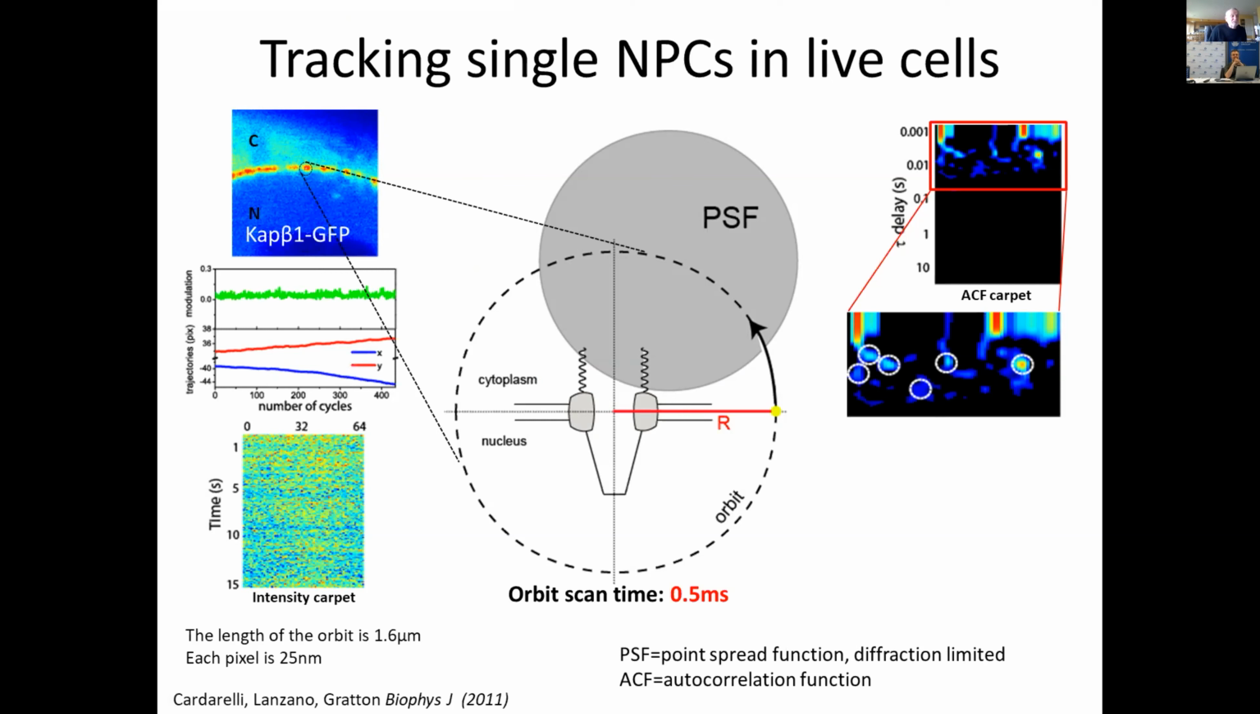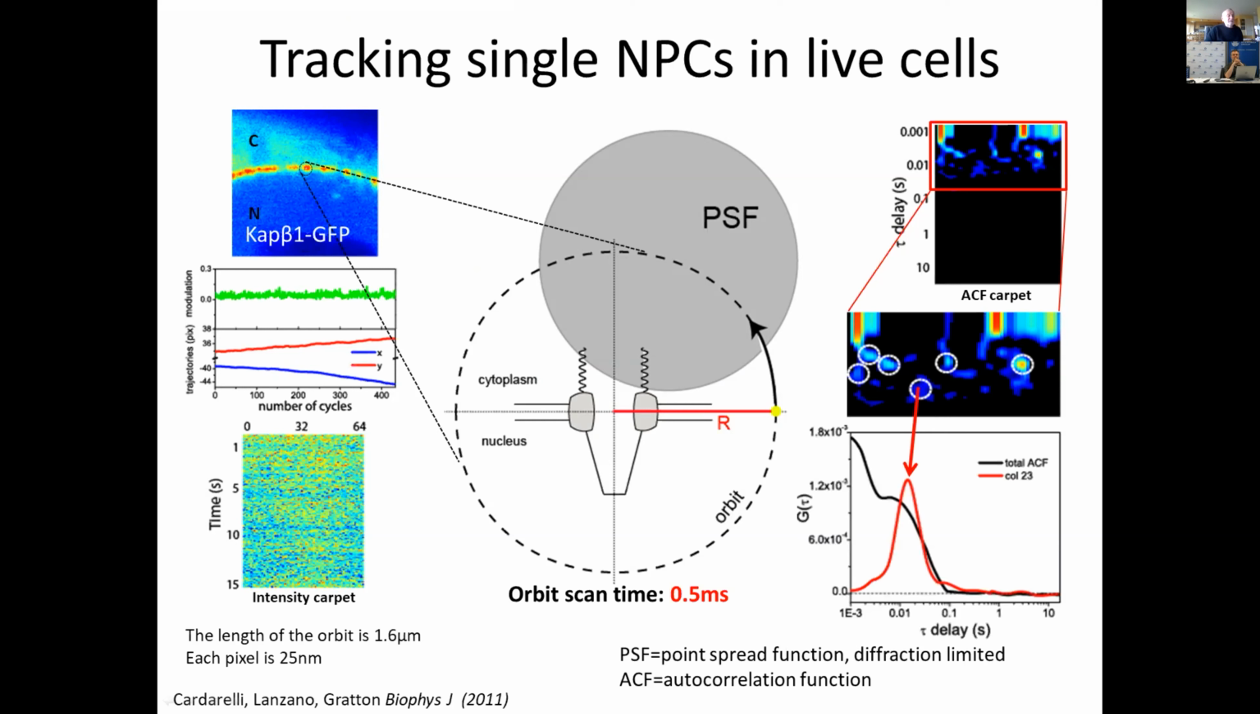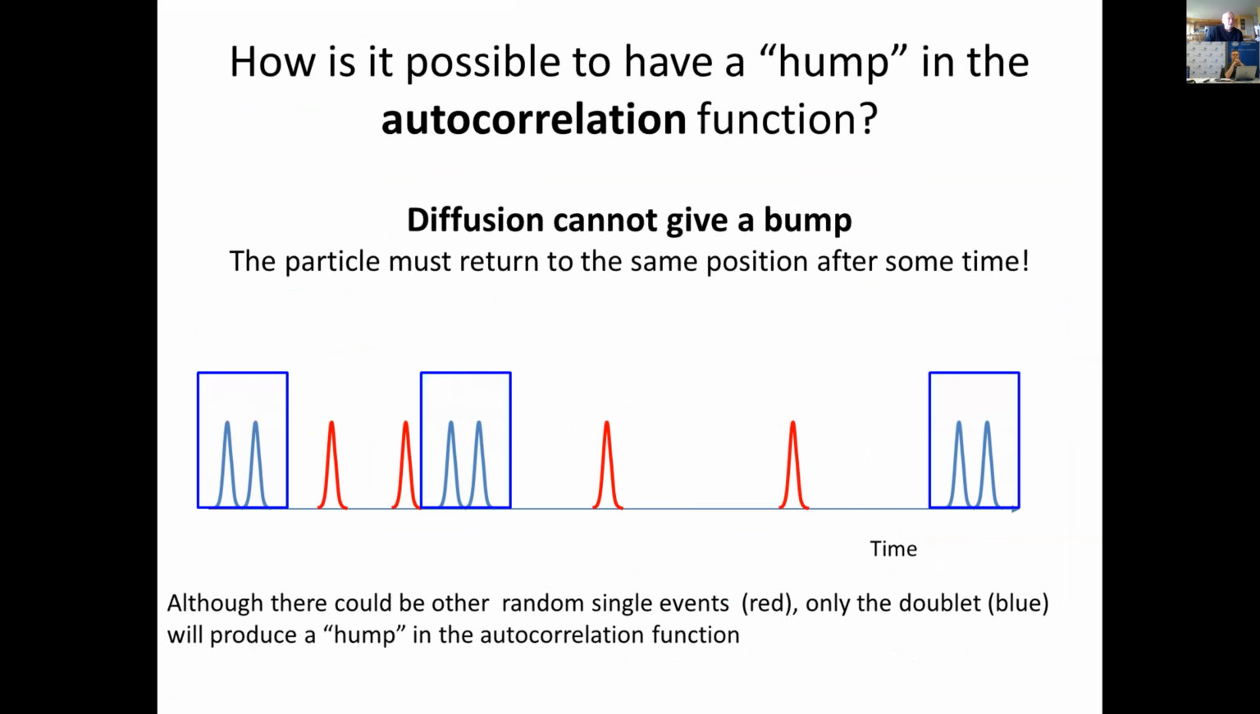Actually, if we count, maybe we get 8, 1, 2, 3, 4, 5, I don't know, a certain number. And then if we analyze one of them, we see something very peculiar: our autocorrelation function is made of a peak, a hump. And how can an autocorrelation function have a hump? I said if it's diffusion, it cannot have a hump, but if it's not diffusion, it could. So let us see in the model what the idea will be.